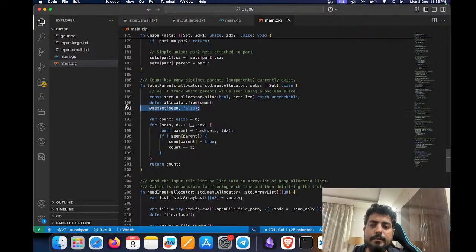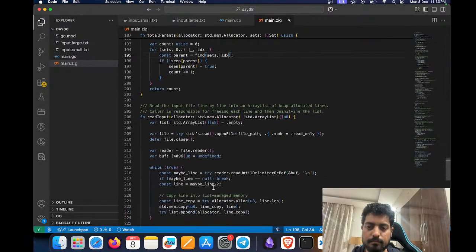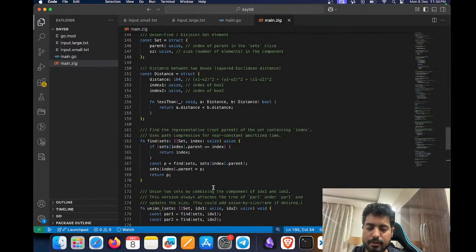But I don't think we have a garbage collector here, so yeah, I'll still need to understand how this works behind the scenes. But yeah, for sets, for this array starting from index 0, we have this thing, the parent and the index. Okay, the value and the index. We don't care about the value, but we care about the index. Then we have this find function.